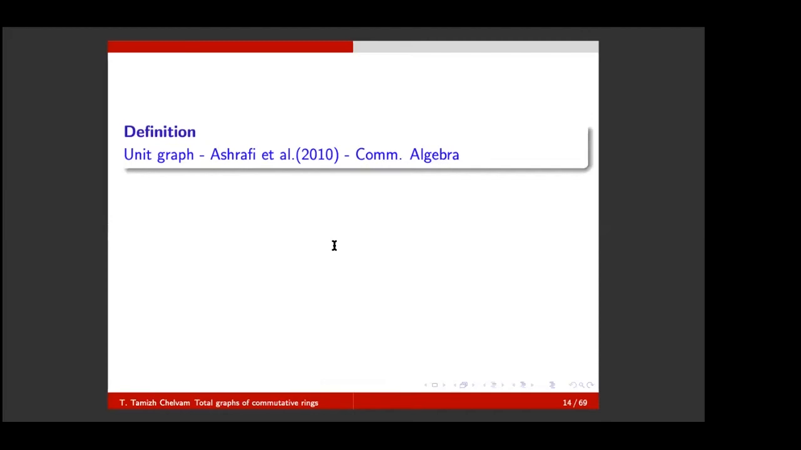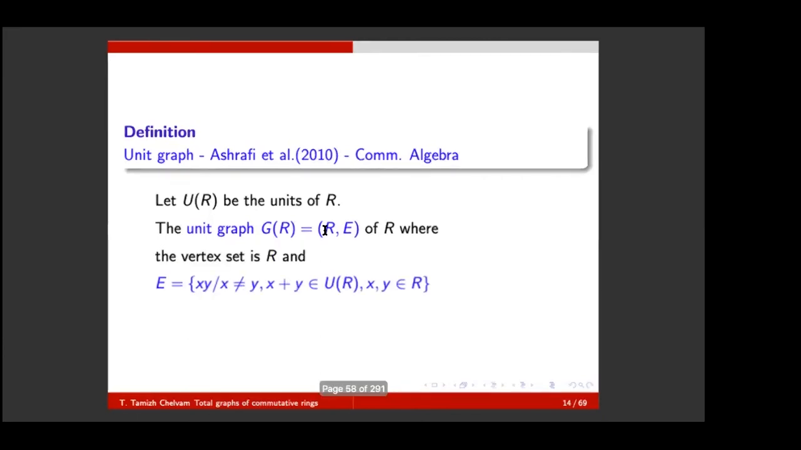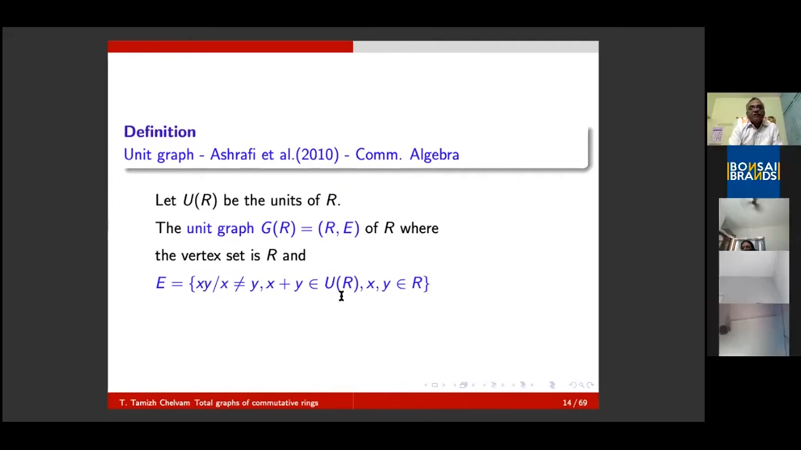Okay, this is the first additive graph. The total graph is one of the graphs using addition. And there is a graph by the name unit graph, once again by Ashrafi et al., Communications in Algebra. U(R) is the set of all units of R. The unit graph is denoted by G(R) = (R, E), so the vertex set is R, and the edge set is this way: two distinct elements are adjacent provided x plus y is an element of U(R).